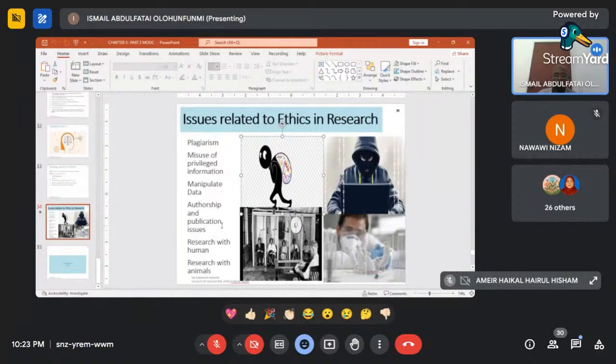Authorship and publications are also part of research ethics. When you have agreed that two of you will be authors, or three of you will be authors, you have to agree on that. Then research with human beings. When you are doing research with human beings, you make sure that the research is not harming them, not causing problems for them, and not affecting them physically, psychologically, or emotionally.